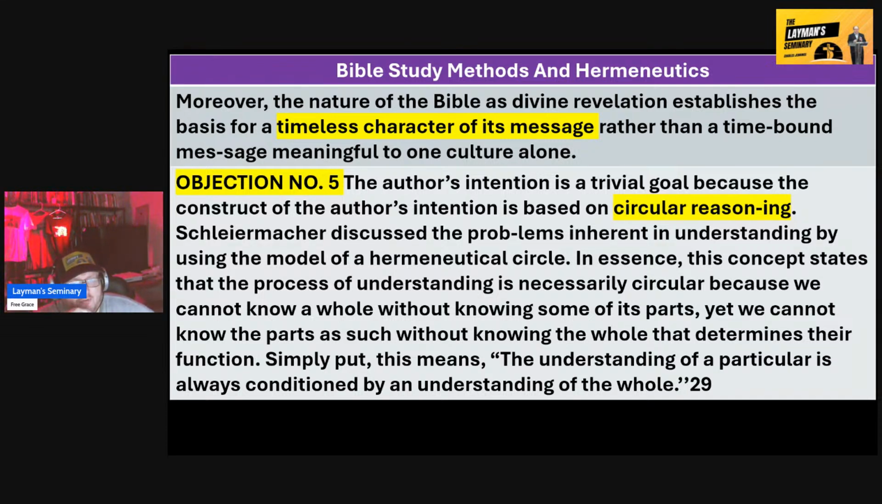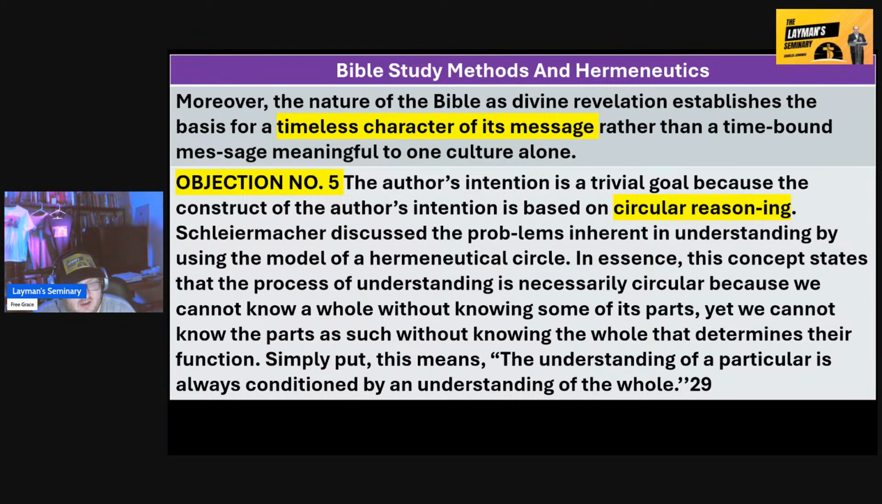Objection number 5. The author's intention is trivial because the construct of the author's intention is based on circular reasoning. Schleiermacher discussed the problems inherent in understanding by using the model of a hermeneutical circle. In essence, this concept states that the process of understanding is necessarily circular because we cannot know a whole without knowing some of its parts, yet we cannot know the parts as such without knowing the whole that determines their function.